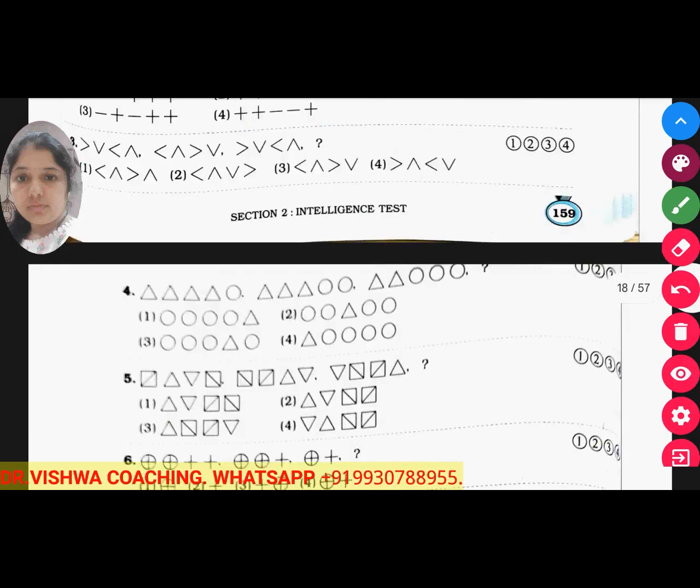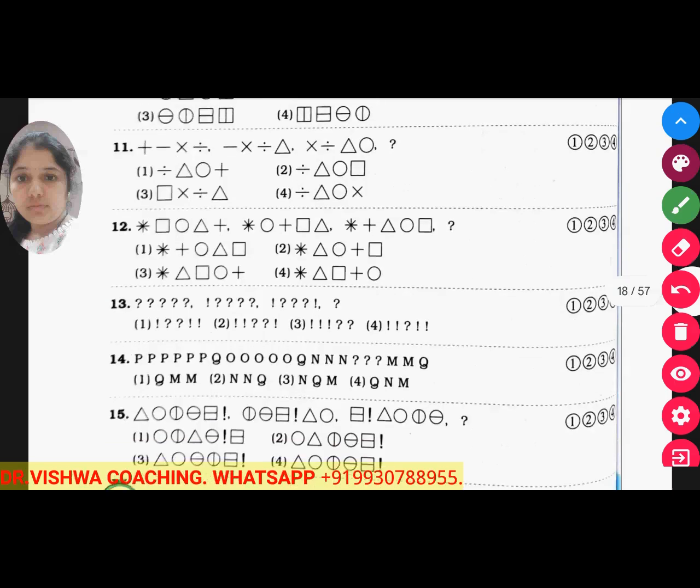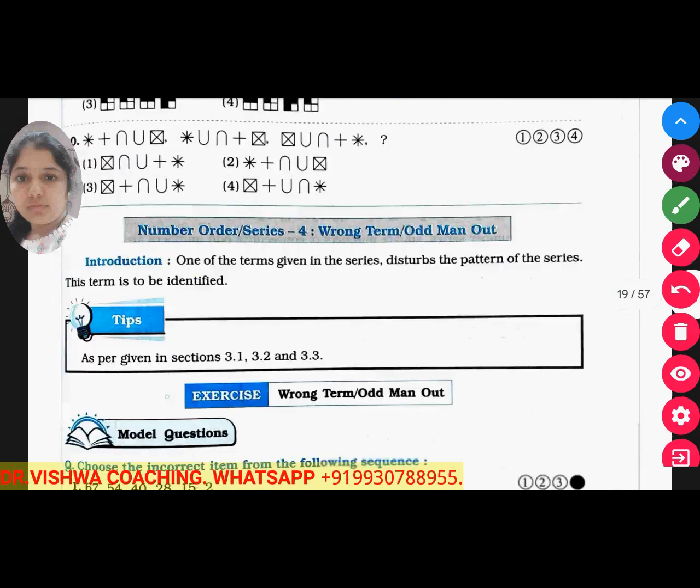Okay. Now fourth question. Triangle 4 times, then a circle. Now one triangle is reduced and one circle is added. Again one triangle is reduced, one circle is added. So again you reduce one triangle, so the triangle becomes only one, which is at the start, and then 4 circles. So option number 4 is the correct option. Okay. Now I thought you can solve it now.